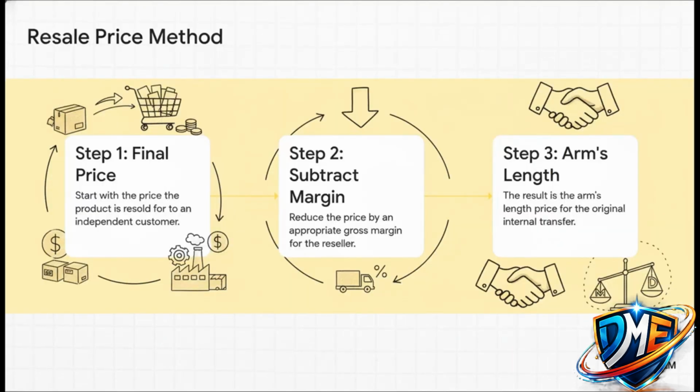Here's how it works. It's a simple 3-step. First, you take that final sale price to the outside world. Then, you subtract a reasonable gross margin, basically what an independent distributor would need to cover its own costs and make a decent profit. And what's left over? That's your arm's length price for the original internal sale. It's a really clever way of working backwards to figure out what's fair.